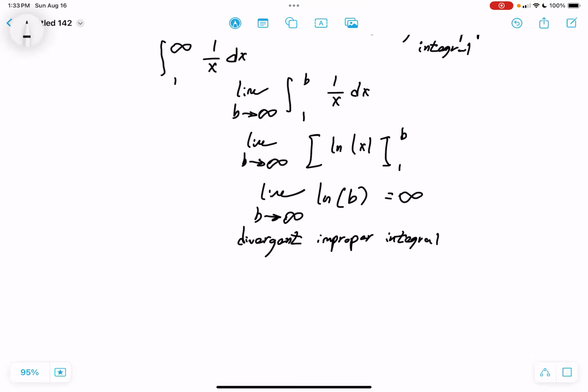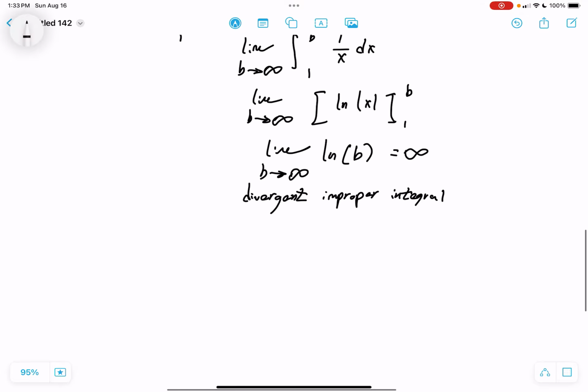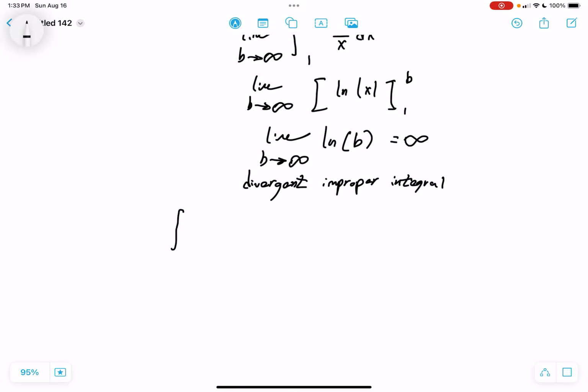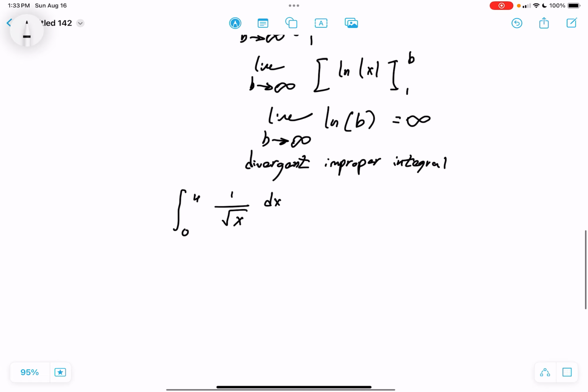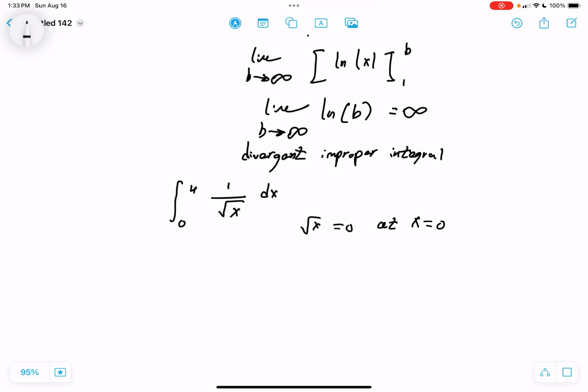So first, let's try to evaluate the integral from 0 to 4 of 1 over the square root of x dx. Now, this looks to be a normal integral, right? I have real numbers in my limits of integration. But this is the problem. Root x equals 0 at x equals 0. And look at what's in my bound of integration, 0. So this is going to be a problem.